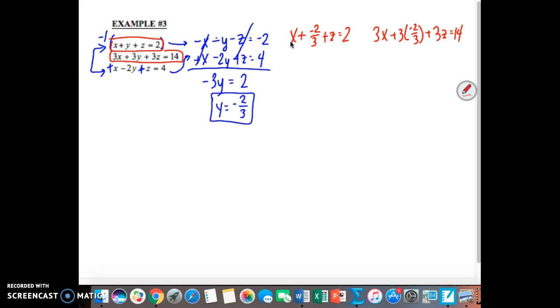So then, for the first part, if we have x plus -2/3 plus z equals 2, let's add the 2/3 over, and then we have x plus z equals 8/3. Let's just find a common denominator. And then for the other equation, if we simplify, we will have 3x minus 2 plus 3z equals 14. Adding the 2, we have 3x plus 3z equals 16. So now we have 2 equations with x and z.